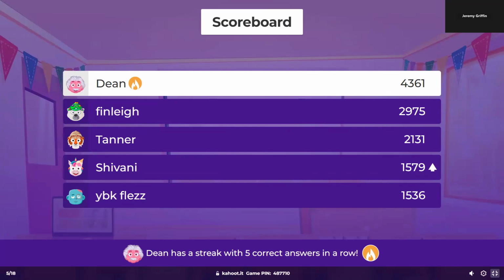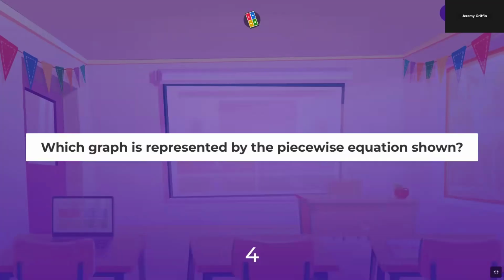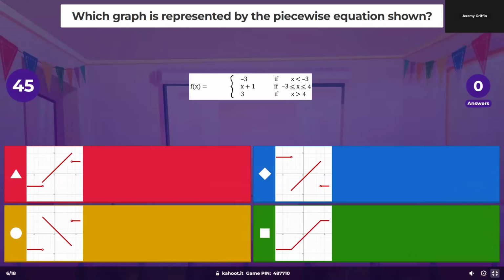Flores, Shivani, Tanner, Finley, Dean. Which graph is represented by the piecewise equation shown? Sorry, it's so small. I don't know why it's showing up so small. I'm sorry. What do we think, gang?